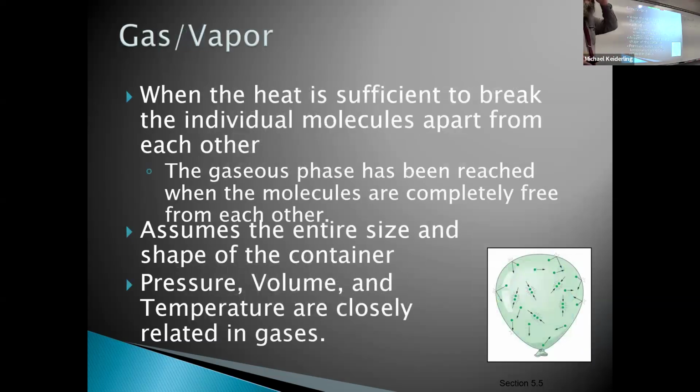A gas or a vapor forms when the heat is sufficient to break the individual molecules apart from each other. If you have a liquid, you have all these molecules that are attracted to each other, but they're not in any bound structure. They can flow around and move around. If you get them hot enough, they'll literally just break free. And that's a gas. The gaseous phase is reached when the molecules are completely free from each other, and they just bounce around and bounce off each other.